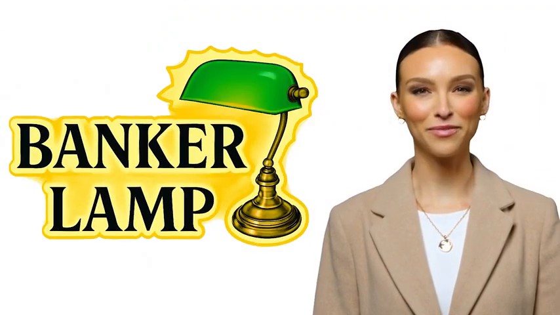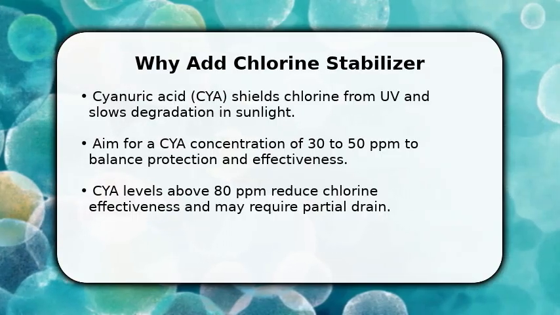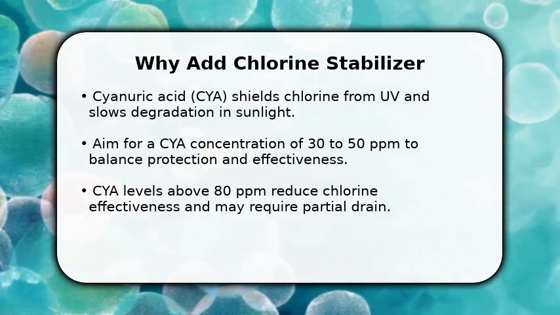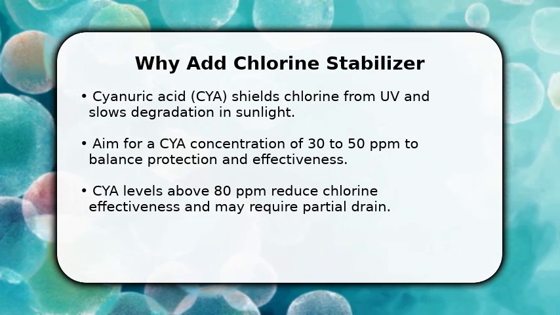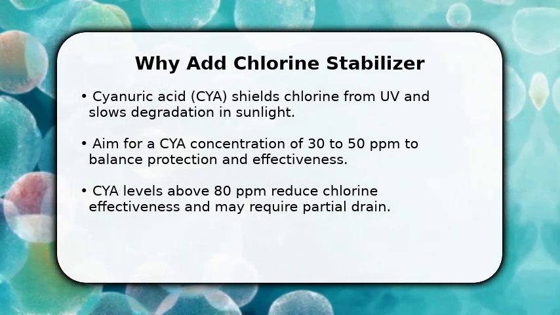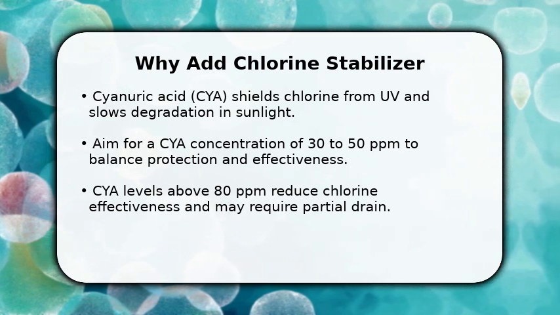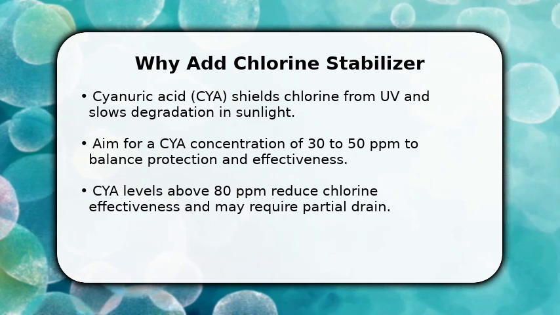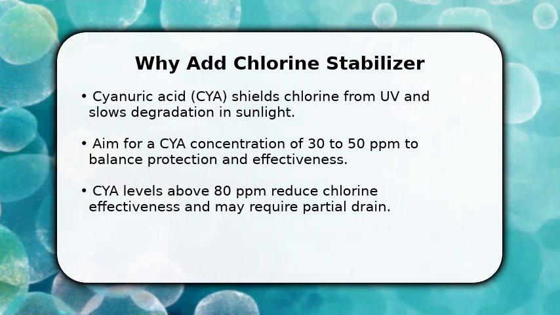Please enjoy the video. Chlorine stabilizer, called cyanuric acid or CYA, reduces chlorine loss from sunlight and extends sanitizer life so you use less chlorine daily. Aim for a CYA concentration of 30 to 50 ppm in outdoor pools. That range protects chlorine while still allowing disinfection.